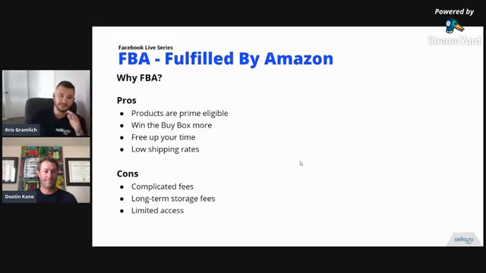And then limited access. Recently Amazon's starting to limit how much inventory you can send in. So it's kind of hard to launch a new product or maybe even replenish inventory on your best seller because there's a limited amount of space available for each individual SKU. So that's kind of a con.